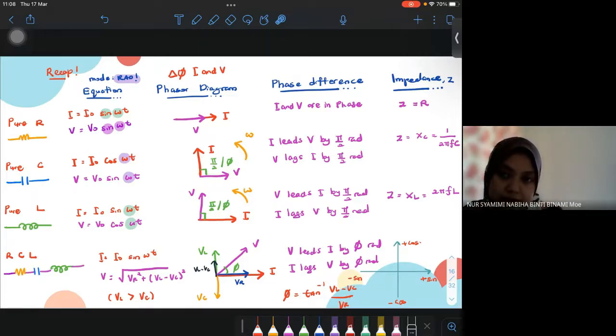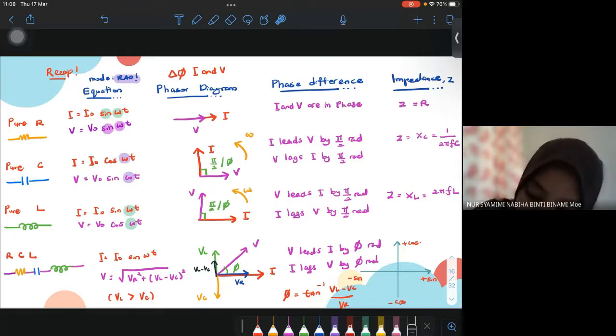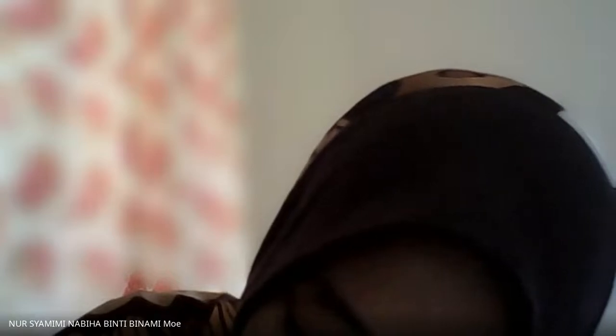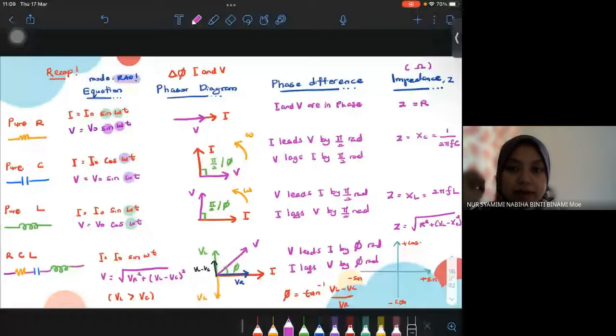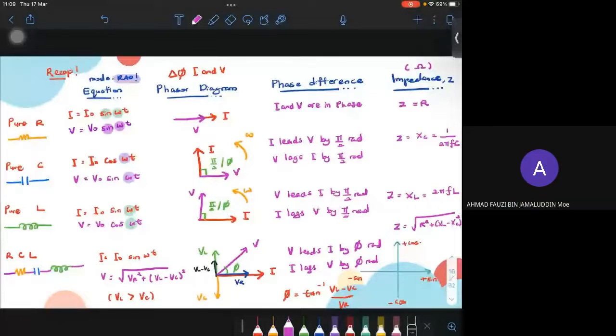Alright. Dan impedance untuk RCL circuit, so the impedance ada ketiga-tiganya, which is Z is equals to square root of R square plus (XL minus XC) square. Okay, and the unit for impedance is ohms. Alright, yang ini yang kita belajar semalam. Okay, jelas? Jelas madam. Okay, thank you for the response.